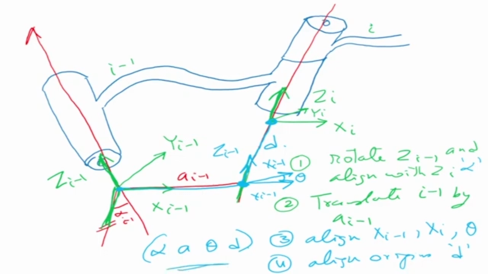Now let me draw it again, because this is something we need to understand very clearly. The very basis of robotics. So let me draw it again. So we have one linkage here. So this is one linkage, and this is another one there, and this is in some other direction.